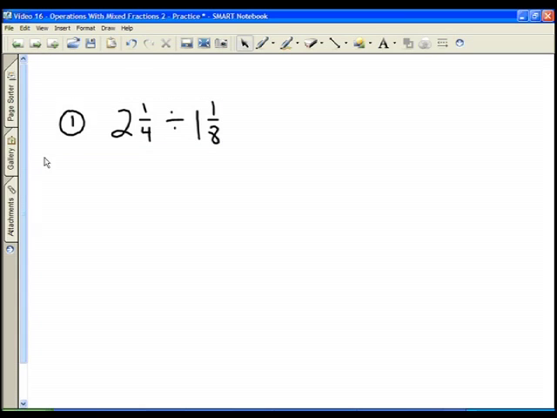So in practice problem 1, we have 2 1/4 divided by 1 1/8. So the first thing we're going to have to do is to convert each of these fractions to improper fractions. 2 1/4 as an improper fraction will be 4 times 2 plus 1 all over 4, and 1 1/8 will be 8 times 1 plus 1 all over 8.